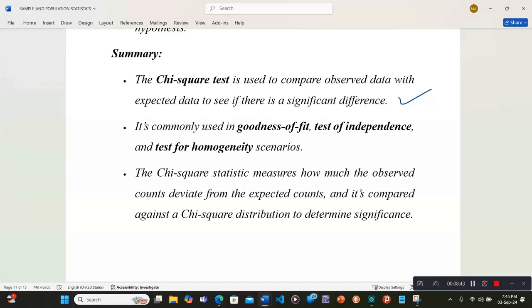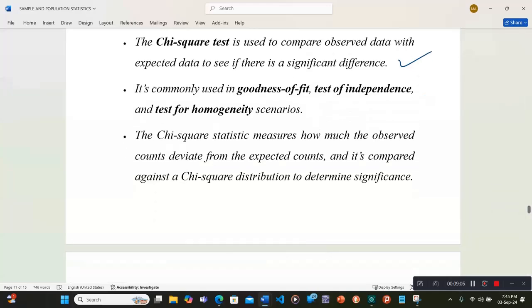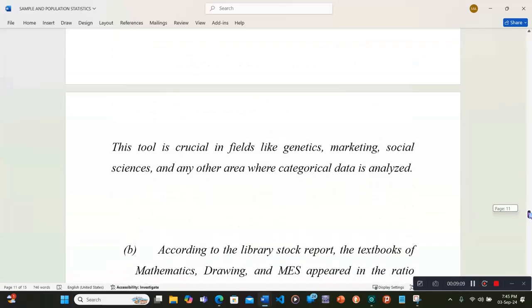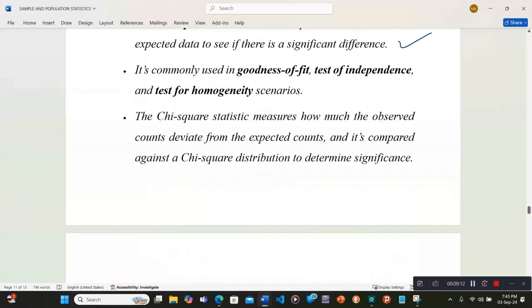The chi-square statistic measures how much the observed data or value counts deviate from the expected counts, and it is compared against a chi-square distribution to determine the significance. So sometimes if you're given a scenario, you are able to determine whether the difference we are talking about between the observed and expected outcomes is significant.